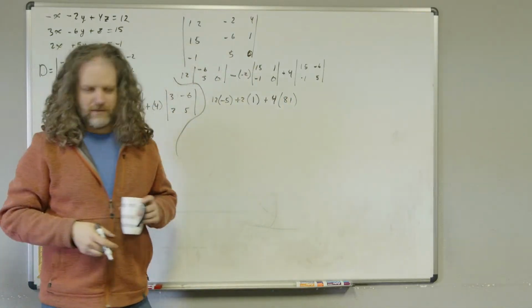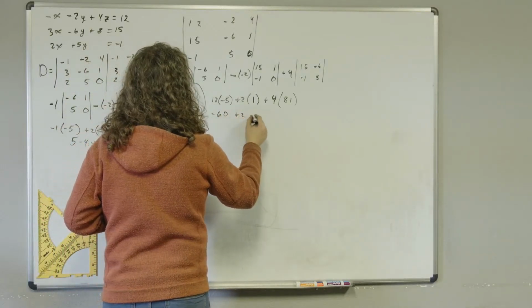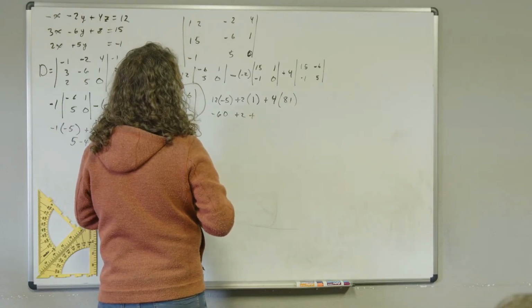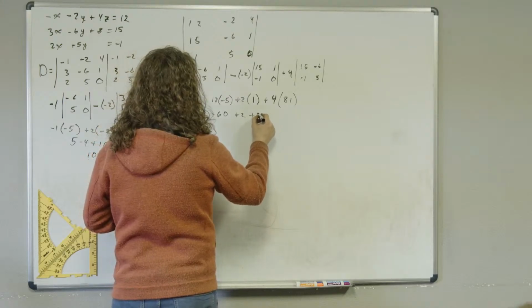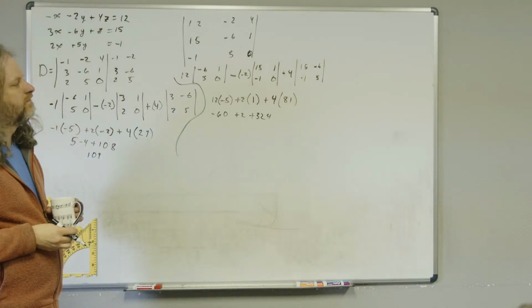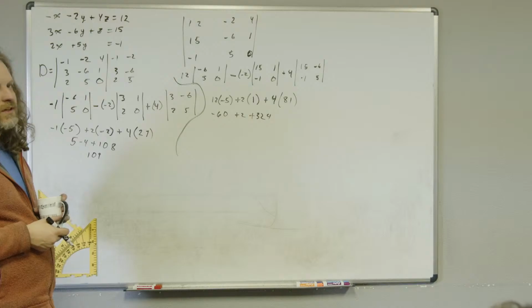Negative 60 plus 2 plus 32 plus 4, 320 plus 4, 324. Does that sound right? No. Are we sure we did the third one right? Yes. Are we sure?